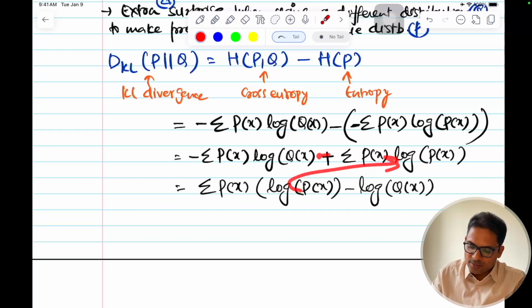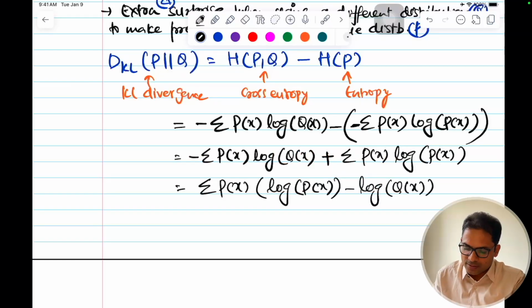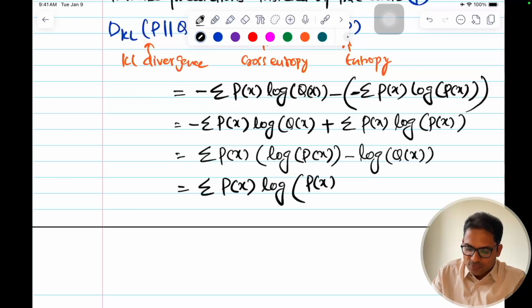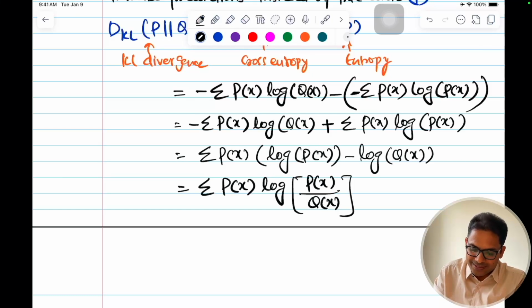So log P of x, and there is a negative sign with log of Q of x coming here. What is log a minus log b? That is log a by b. So this is equal to, now you see this is positive, earlier everything was negative, sigma P of x log of P of x by Q of x. This is how we write KL divergence.